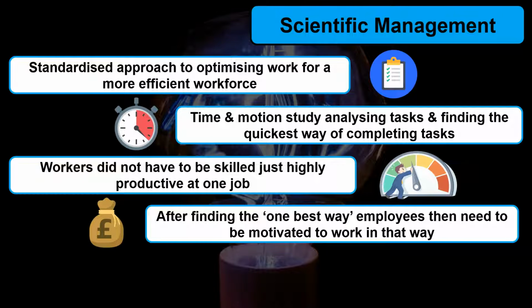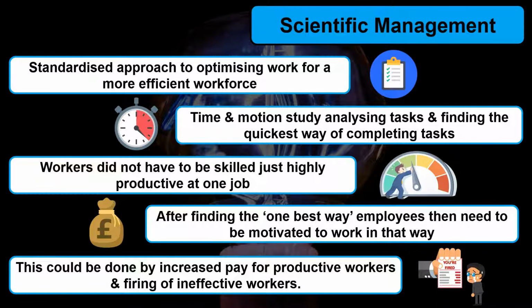However, after finding the one best way, employees needed to then be motivated to work productively in that one best way. Taylor believed that there was only one real way to motivate employees to be the most efficient and productive as possible, and that was through pay. He believed that employees should be rewarded according to their productivity via pay. The more productive you were, the more pay you received. And this led to piece rate pay, which is basically payment per item produced.